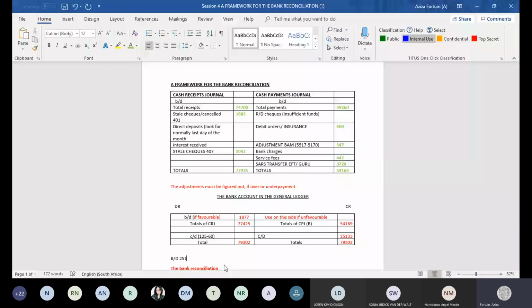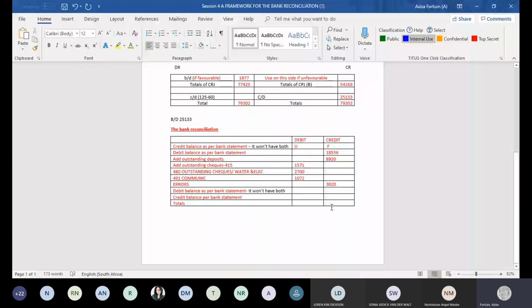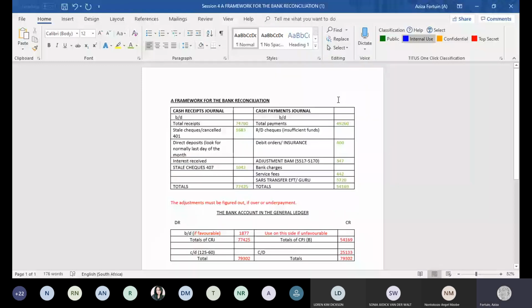I told you that if it's a balance brought down on my debit side, I take it to my debit side. So now I start tallying up. 1571 plus 2700 plus 1072 plus 25,133 equals 34,76. 18,536 plus 8920 plus 3020 gives me 34,76. And that's how you get it to tally. This is called the Aziza framework, Aziza bank recon, Aziza template.